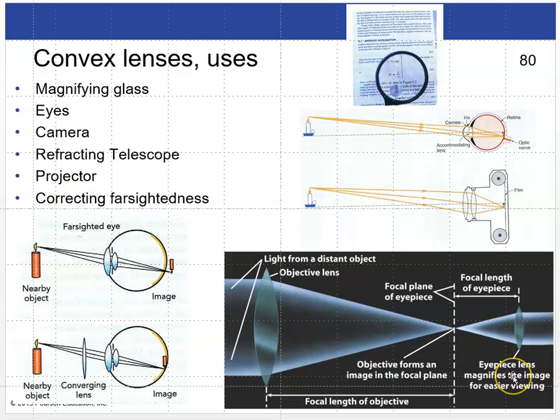Projectors also use convex lenses because it's the only way you can get a real image, the only way you can get an image onto a screen. And correcting farsightedness. If you are farsighted, the image wants to focus behind the retina. And if you try to focus an image behind the retina, you're not going to see anything very clear because it has to come to a point on the retina to be in focus. Instead, you put a converging lens, which will shorten the effective focal length and bring the image to the retina so you can see it clearly.